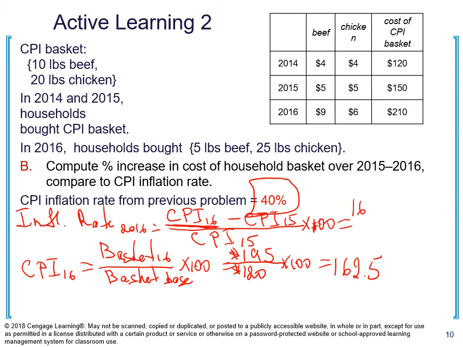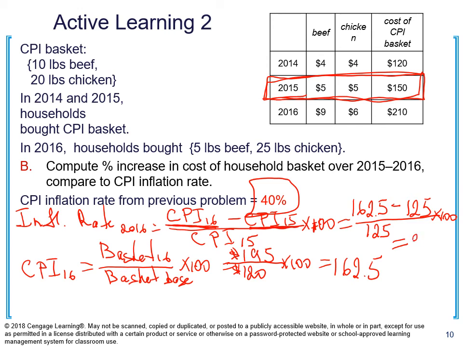And now we plug this number in to calculate our inflation rate. We have 162.5 subtract 125. This is CPI for year 2015. Remember, guys, we already calculated that earlier in our learning activity 1. That one didn't change. And we need to divide it by 125, multiplied by 100. And if you calculate that, then the inflation rate is going to be 30%.